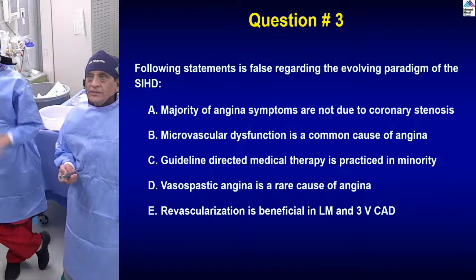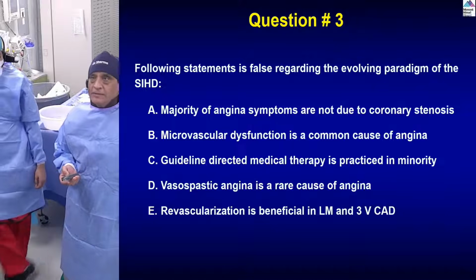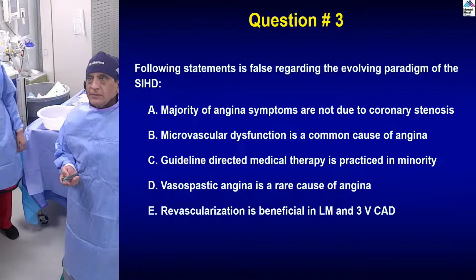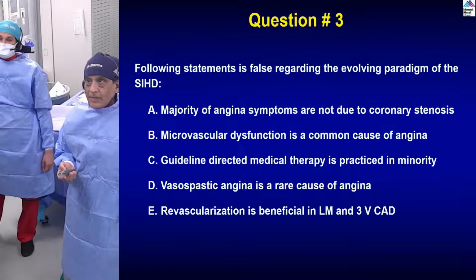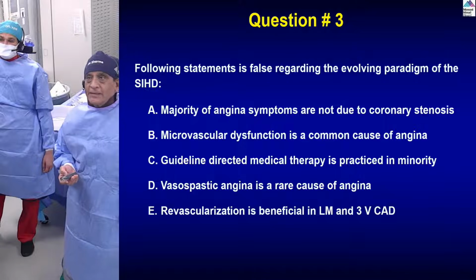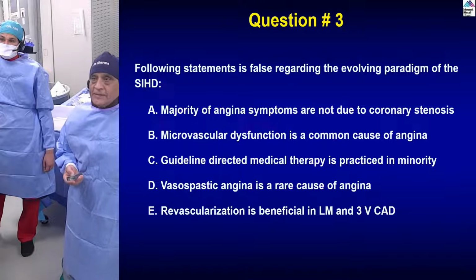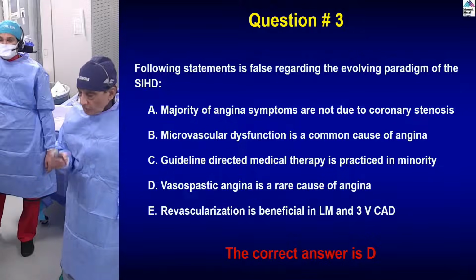Lastly, the following statement is false regarding the evolving paradigm of ischemic heart disease. Majority of the angina symptoms are not due to coronary stenosis. Microvascular dysfunction is a common cause of angina. Guideline-directed medical therapy is practiced in a minority. Vasospastic angina is a rare cause of angina, and revascularization is beneficial in left main and 3 vessel disease. Vasospastic disease is not a rare cause of angina. It is there, and more so in women.